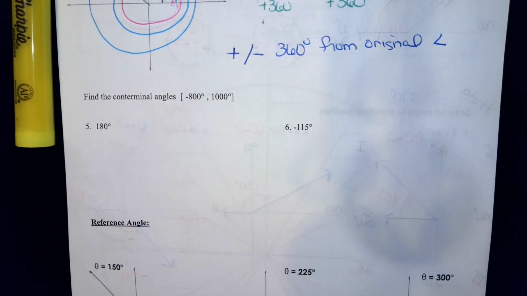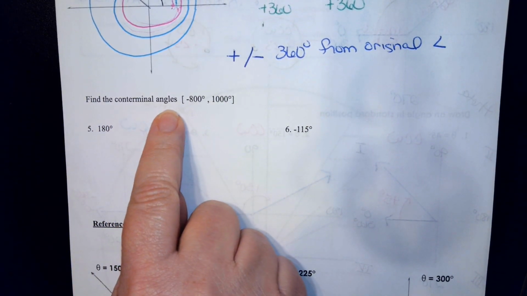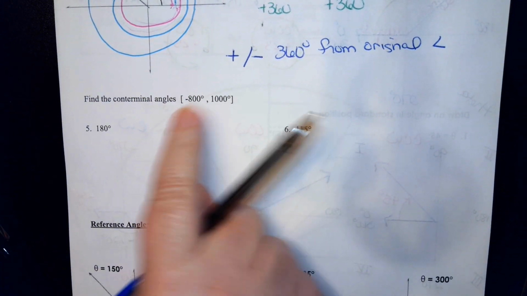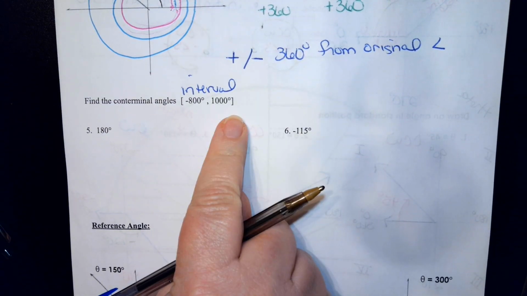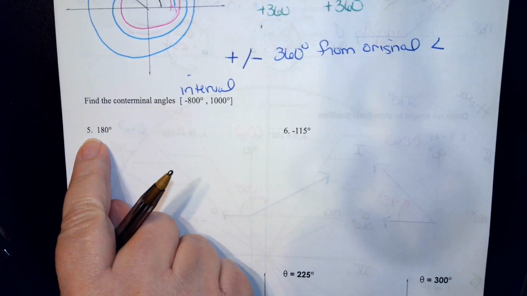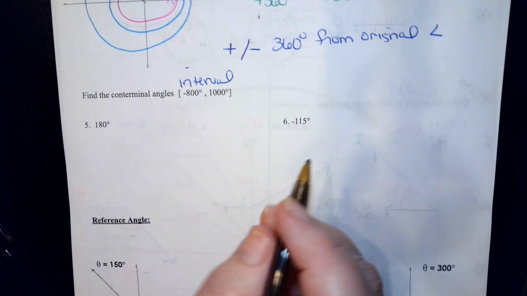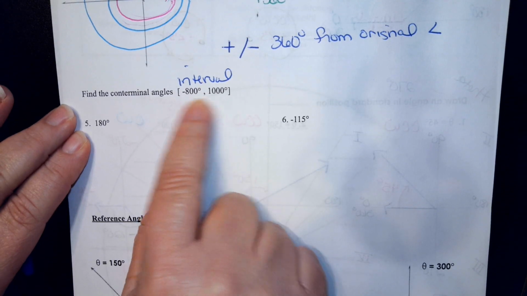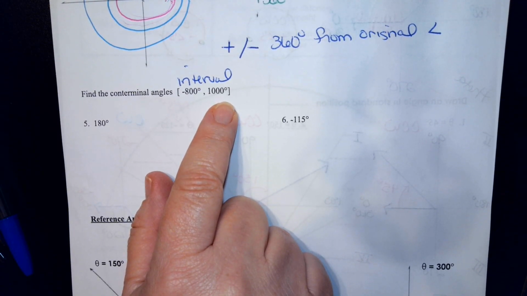Alright, so 5 and 6, we got some examples of how this is going to be presented to you. It's asking you to find the coterminal angles on the interval negative 800 to 1000. So remember that when we have brackets, this is your interval. So it wants to know what coterminal angles will fit for 180 and negative 115 between negative 800 and 1000. Okay. So we're going to add 360 and we're going to subtract 360. Because 180 is in between these two values right here. So I know I can add 360 a couple of times and subtract 360 a couple of times.